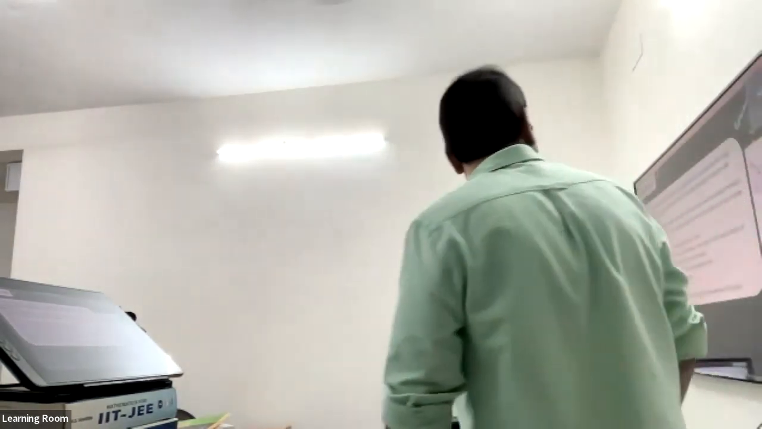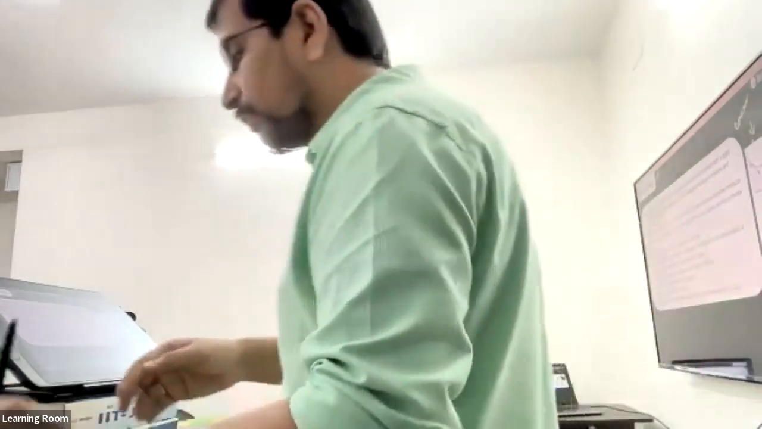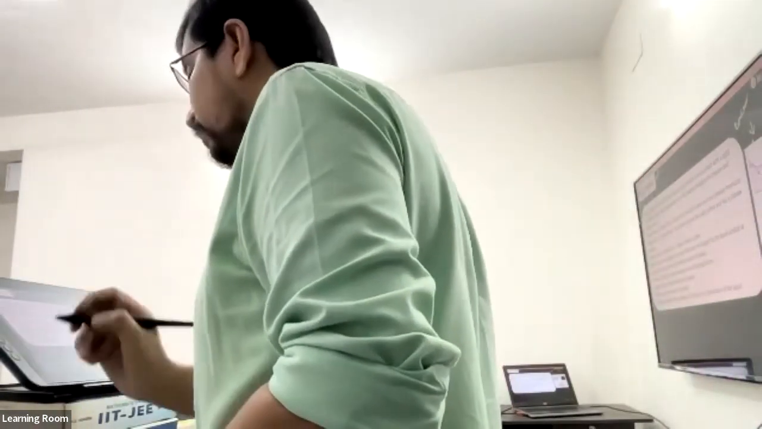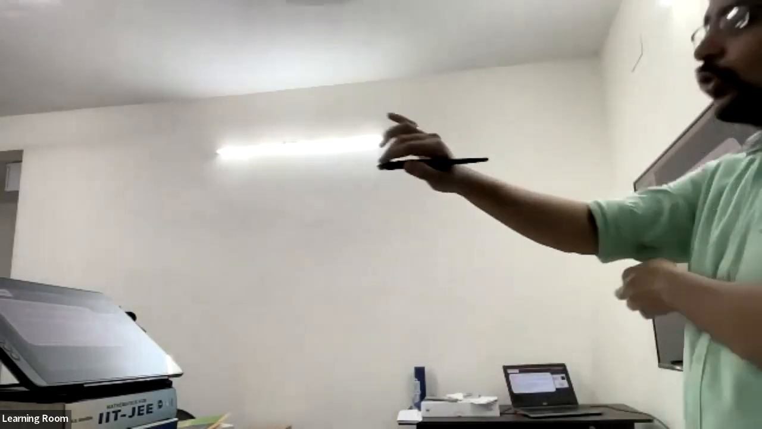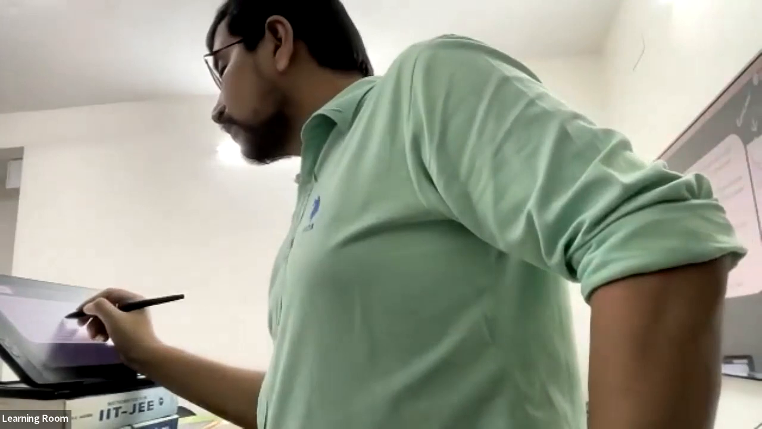To understand this concept, the shape that the surface takes depends purely on which force is dominating. If the cohesive force is greater than the adhesive force, it takes a convex meniscus. Sorry, I repeat: if the adhesive force is greater than the cohesive force, it takes a concave meniscus. If the adhesive force is less than the cohesive force, it takes a convex meniscus. If the adhesive force is equal to the cohesive force, then the surface is going to be planar in nature.